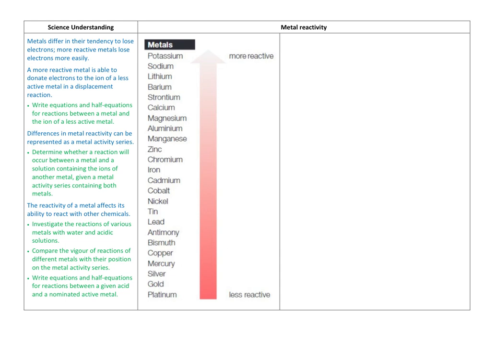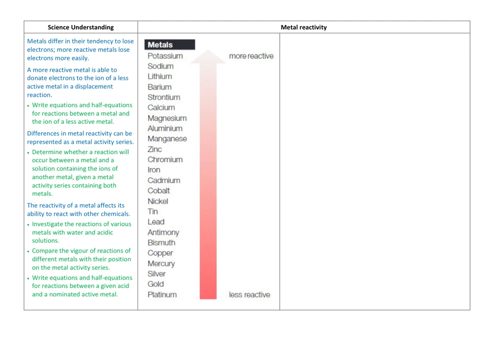So metals differ in their tendency to lose electrons. More reactive metals lose electrons more easily. We talked about that with the reactive metals like sodium and potassium earlier in the year. That loss of electrons is what we now know as oxidation. So a more reactive metal is able to donate electrons to the ion of a less active metal in a displacement reaction. So I'm going to demonstrate what that looks like in a minute.